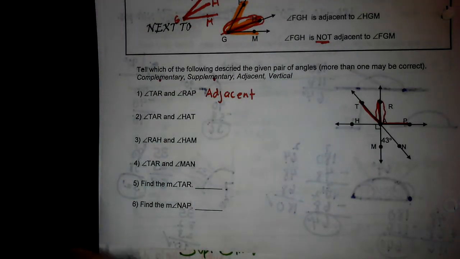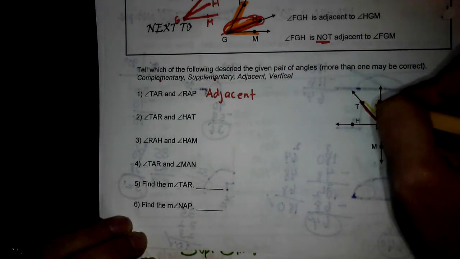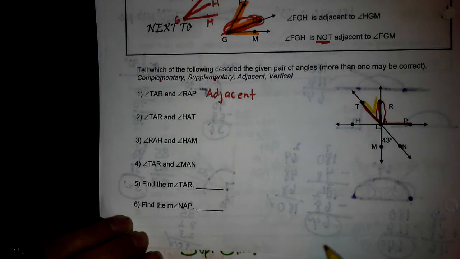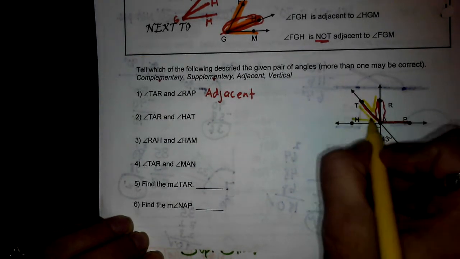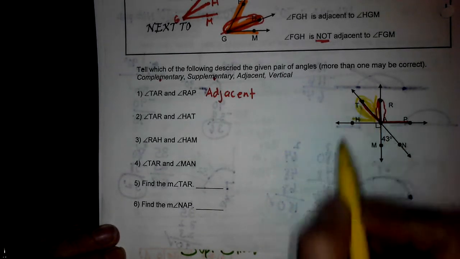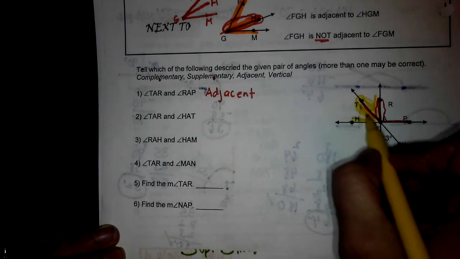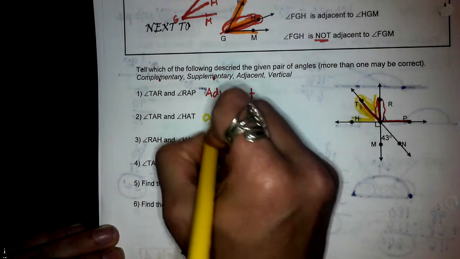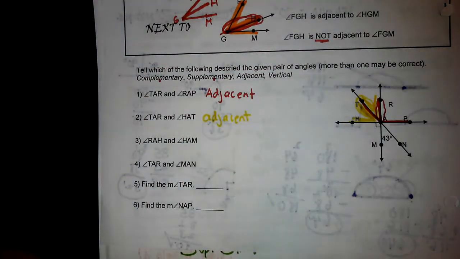All right, the next one, TAR. So TAR again, this guy right here. And then HAT. Okay, well, if you look at this, they share this side right here, right? So HAT and then TAR, they share this middle line right here. So those are going to be adjacent. Okay, anything else? Let's see.